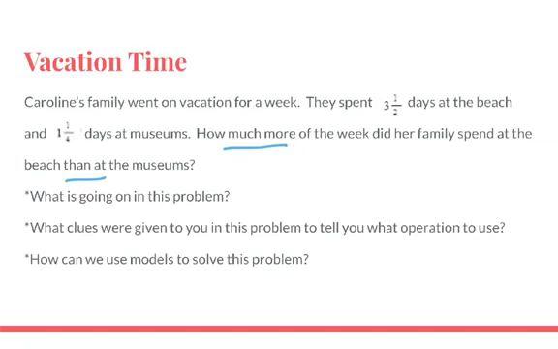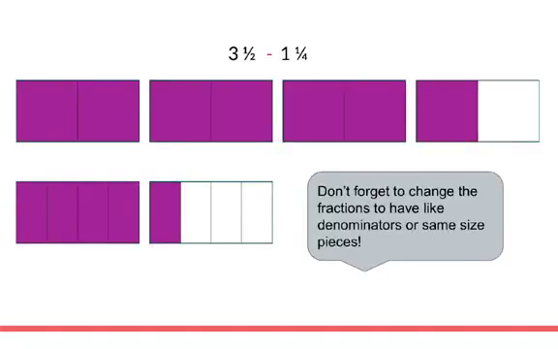So how can we use models to solve this problem? Well, let's take a look. We have 3.5 modeled here at the top, and we have 1 1/4. The first thing that should pop in my mind is to look at my denominators. Do I have same size pieces? In this case, no, I do not. I have halves on top and fourths modeled on the bottom. Don't forget to change the fractions to have like denominators or same size pieces.